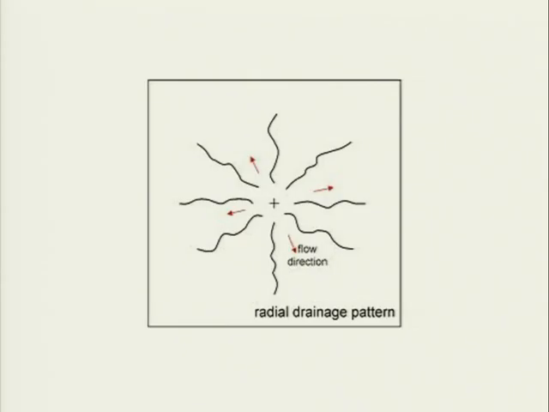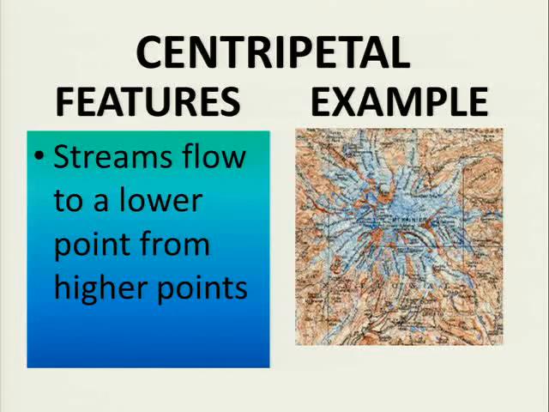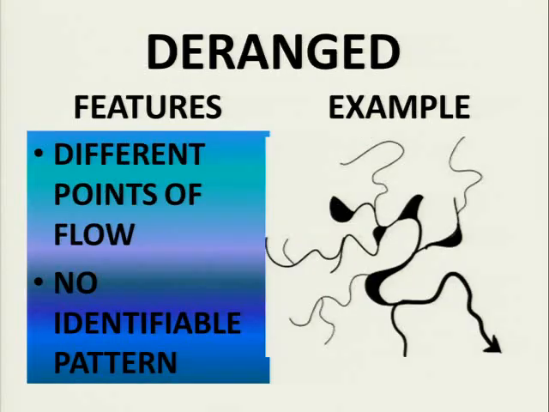It flows outward. If I compare that with the centripetal pattern, you will see that that is just the opposite. Those streams flow to a lower point, inward from higher points. Remember, the radial pattern goes from the higher point outwards and downwards, and then the centripetal pattern from higher lying area downwards to a marsh or a vlei.